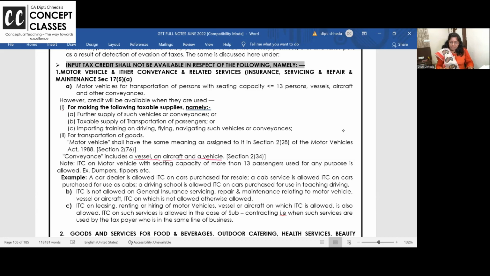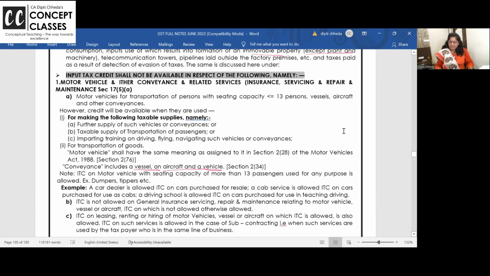Motor vehicle for transportation of person with a sitting capacity of less than 13 persons, 5-seaters, 7-seaters, vessel, aircraft and any other conveyance. Motor car के लिए ये है less than 13 person. ITC is not allowed. This is a list when ITC is not allowed, except credit will be allowed when that motor vehicle is used for further supply of the motor vehicle.